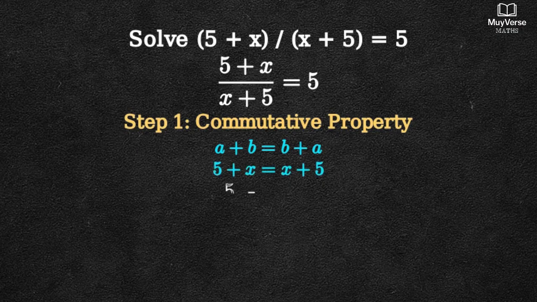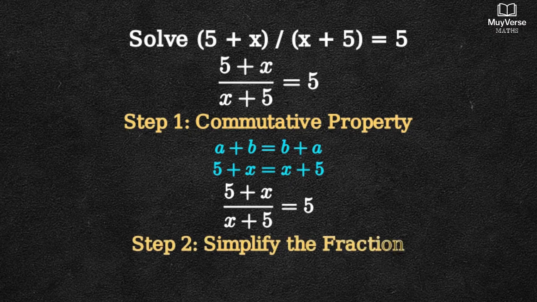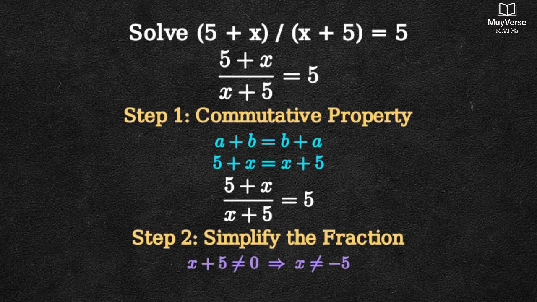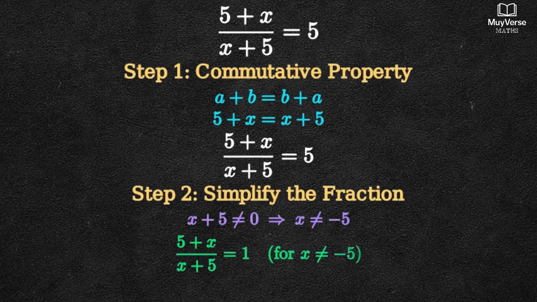That means 5 plus x is the same as x plus 5. Step 2. Because the top and bottom are the same expression, the fraction equals 1 as long as the denominator is not 0. The denominator x plus 5 cannot be 0, so x is not equal to negative 5. So the left side becomes 1.